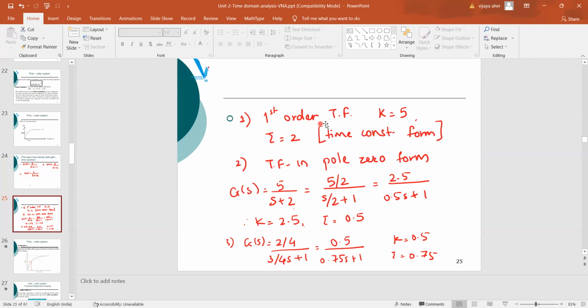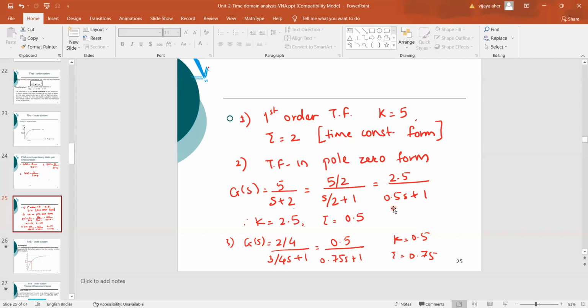For this first order transfer function, K is equal to 5 and tau is equal to 2. This is nothing but the time constant form. Now coming to the second example, that is g of s is equal to 5 divided by s plus 2. This is the solution. Now this transfer function is in pole zero form. So you can divide numerator and denominator by 2. You will get 5 divided by 2 divided by s by 2 plus 1. So 5 divided by 2 is nothing but 2.5 divided by 0.5 s plus 1. So this is the transfer function for first order system.